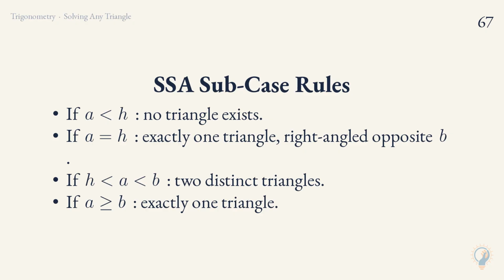First, if A is less than h, no triangle exists. Second, if A equals h, there is exactly one triangle, right-angled opposite B. Third, if A lies between h and B, two distinct triangles exist. And finally, if A is greater than or equal to B, exactly one triangle exists.